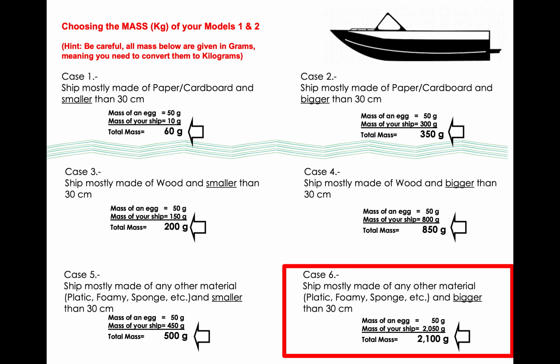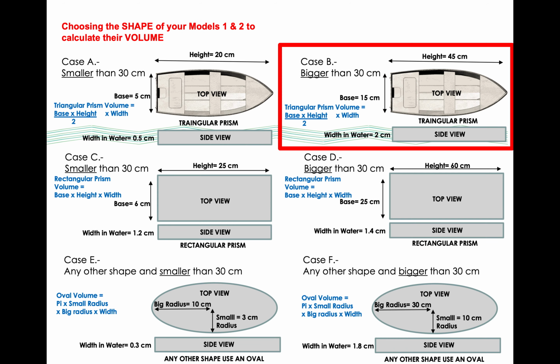In my case, it is case number 6, bigger than 30 centimeters. In a mixture of materials, it will be a mass of 2,100 grams. For the measurements, back again, my ship is bigger than 30 centimeters and is a triangular prism. So I will use these measurements: base 15 centimeters, height 45 centimeters, and width 2 centimeters. The formula in blue over there, I will use it later.